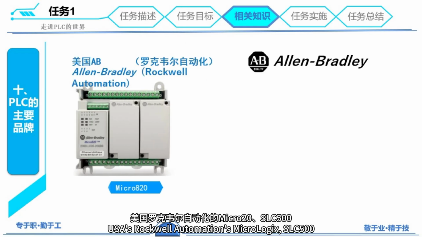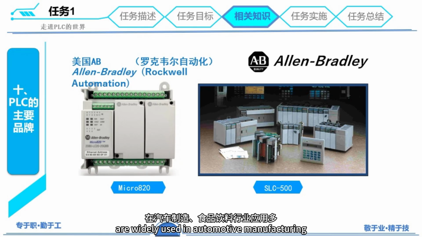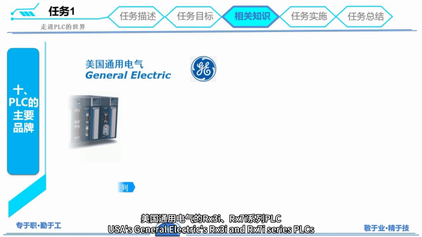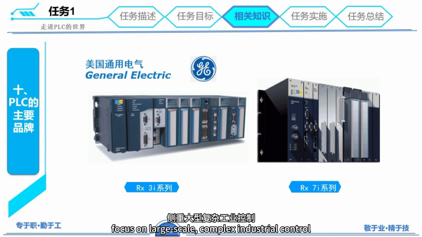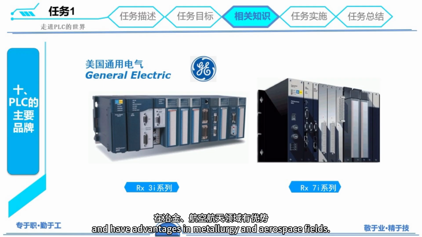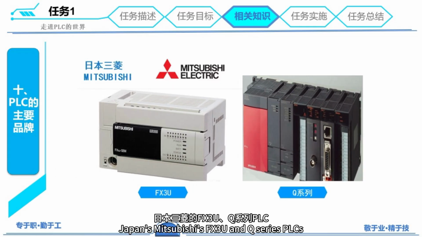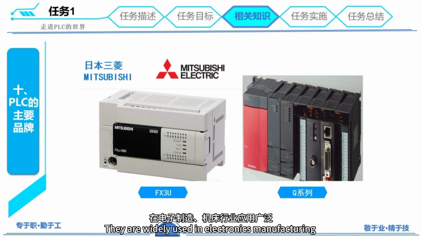USA's Rockwell Automation's Micrologics SLC 500 are widely used in automotive manufacturing and food and beverage industries. They are known for durability and system integration capabilities. USA's General Electric's RX3i and RX7i series PLCs focus on large-scale, complex industrial control and have advantages in metallurgy and aerospace fields. Japan's Mitsubishi's FX3U and Q-series PLCs are cost-effective and have user-friendly programming software. They are widely used in electronics manufacturing and machine tool industries.